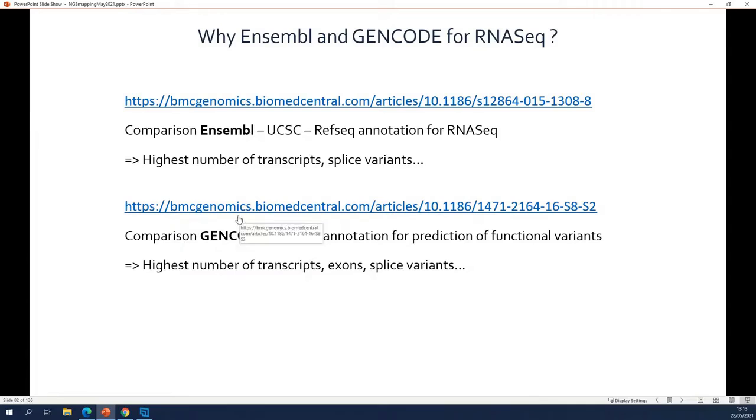This paper compared GENCODE to NCBI. And they also came to the conclusion that GENCODE is way better for using in RNA-seq experiments than the RefSeq annotation. Again, because it's much more complete, it contains more transcripts, so more splice variants, more exons than NCBI. So everyone in the RNA-seq world kind of agrees that you go for Ensembl or for GENCODE and not for UCSC.